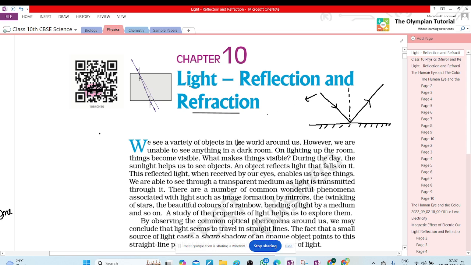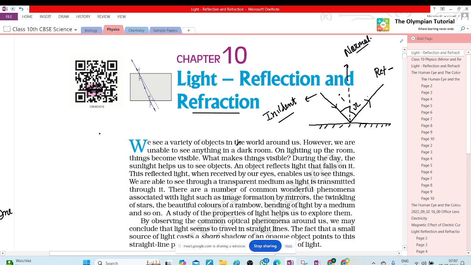This one is the incident ray, this one is the reflected ray, and this one is the normal. The angle formed between the incident ray and the normal is known as the angle of incidence. The angle formed between the normal and the reflected ray is known as the angle of reflection.